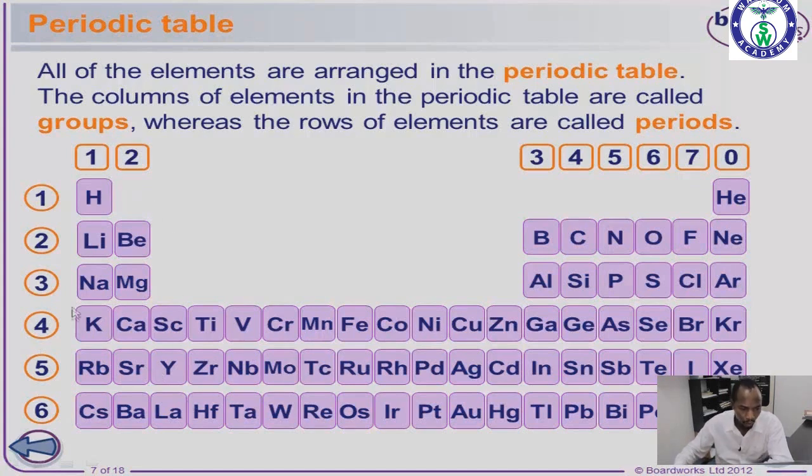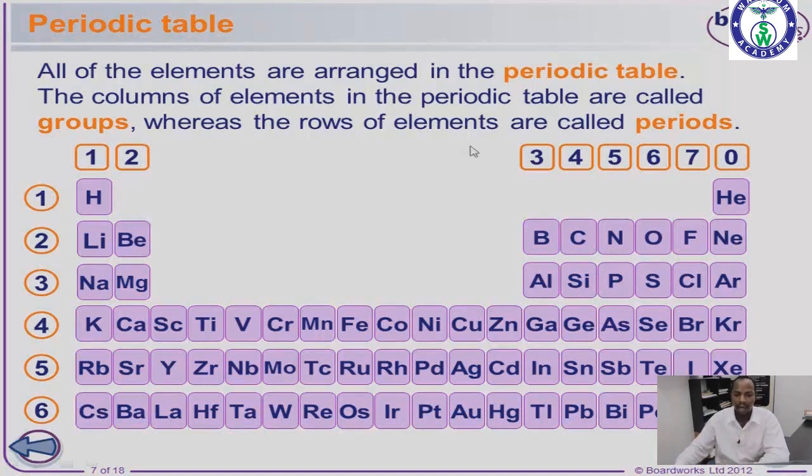Now, this is the vertical arrangement, which we call the groups. This is group 1, this is group 2, this is group 3. You will see that there is a big gap between group 2 and group 3. The elements here, we say they are transition metals. We're going to talk about transition metals later. But in any case, this is group 1, group 2, group 3, group 4, group 5, group 6, group 7, and group 8.